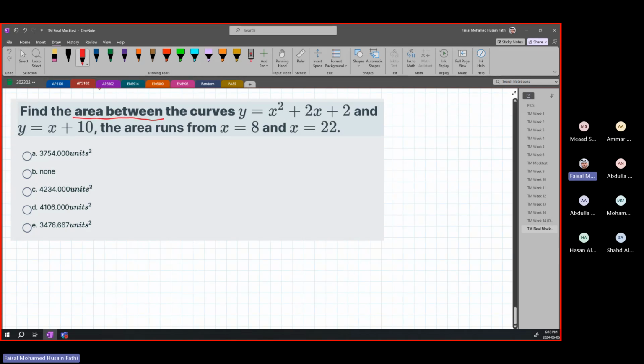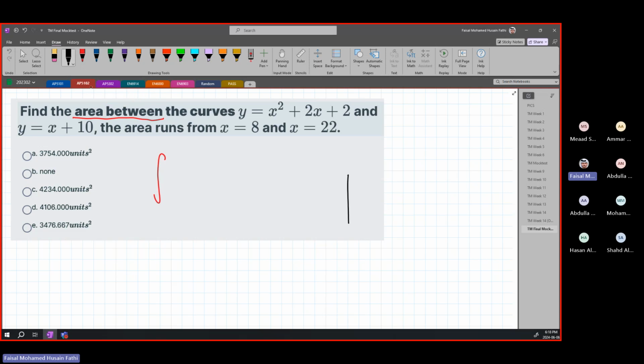When you read area, just know you are going to be doing integration. That's what area between the curves is. What is the area between the curves? Which curves? y equals x squared plus 2x plus 2 and y equals x plus 10. So we have two curves.